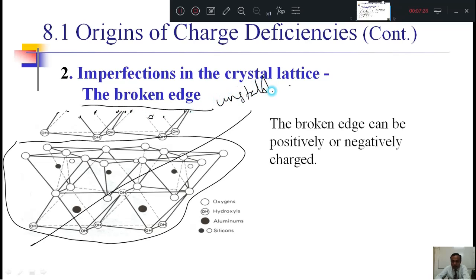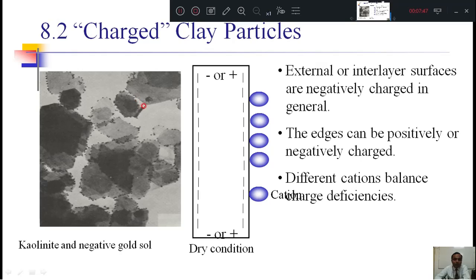When they are unstable, they will attract water, they will attract other charged particles. That is, the broken edge can be positively or negatively charged, and they will start attracting. This is the second reason of creating charge deficiency and attracting the water. Now coming to the structure of the clay.